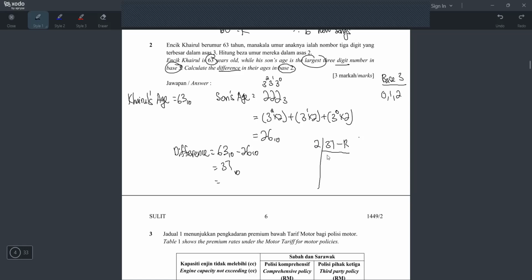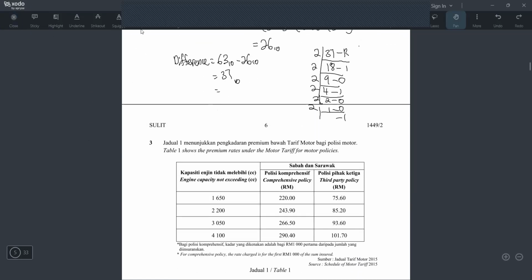2 times, okay, 2 times 1 is 2, and then 2 times 8 is 16, remainder 1, right? And then 2 times 9 is 18, remainder 0. 2 times 4 is 8, remainder 1. 2 times 2 is 4, remainder 0. And then 2 times 1 is 2, remainder 0, and then 2 times 0, remainder is 1, right? So the answer here is, we have to baca bawah ke atas, right? This direction. So it will be 1, 0, 0, 1, 0, 1.